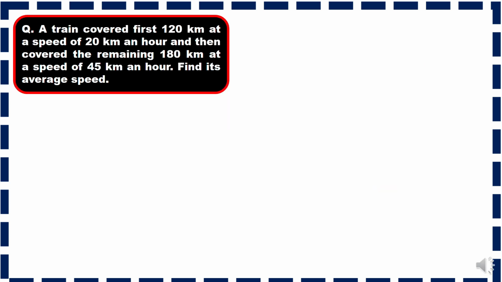So a train covered first 120 kilometers at a speed of 20 kilometers an hour, and then covered the remaining 180 kilometers at a speed of 45 kilometers an hour. Find its average speed. Okay. So what is the total distance? We know average speed is equal to total distance by total time taken. But let's find out the total distance here. Total distance that the train covered is 120 kilometers and 180 kilometers, right? So 120 plus 180, that is 300 kilometers.